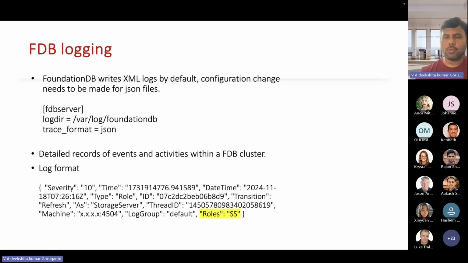Even in the logs, we can get the complete subsystem information at the role level. For example, when you are checking this log format, here we can see the role says SS. SS means it's a storage server, so this log record was related to the storage subsystem. If you are getting role as CD, it's a coordinator, so we have to understand it is related to the configuration system. If it is TL, it's a transaction log, so this log record was related to the transaction subsystem. Understanding these subsystems really helps in troubleshooting the issue further.